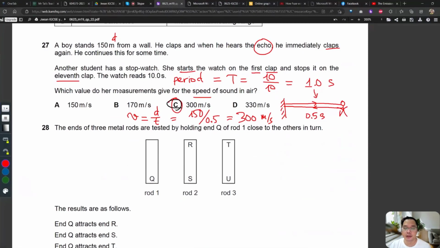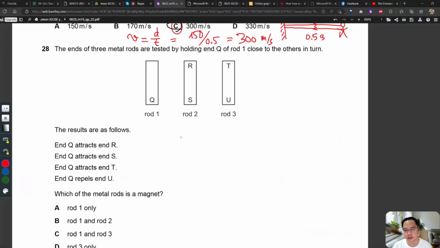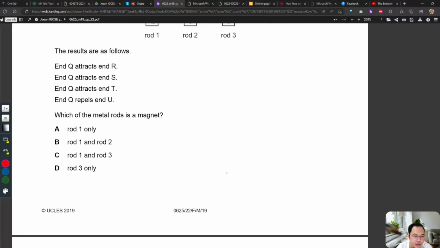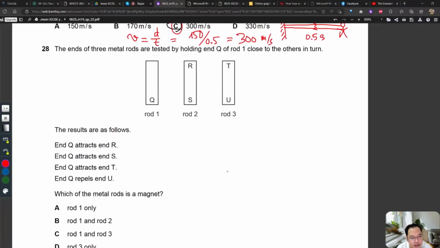The ends of 3 metal rods are tested by holding end Q of one rod close to the others in turn. The results are as follows. So these are magnets or a metal bar among the 3 rods. Determine which. Read the statement carefully. Think about it. Which of the metal rods is a magnet?